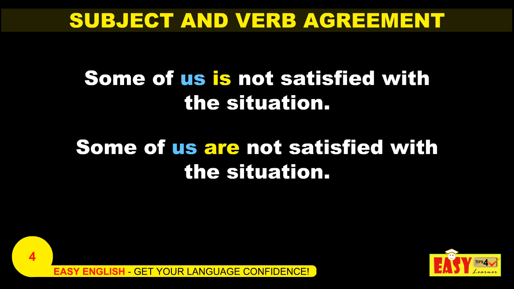In the first sentence, the subject will not agree with the verb is. The subject us does not agree with the verb is. In the correct usage, the subject us agrees with the verb are. So, some of us are not satisfied with the situation is the correct agreement of subject and the verb.